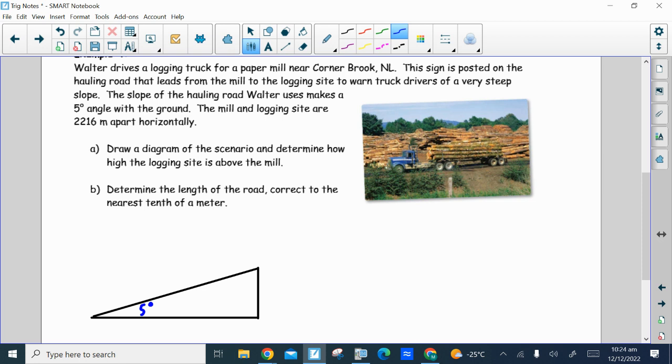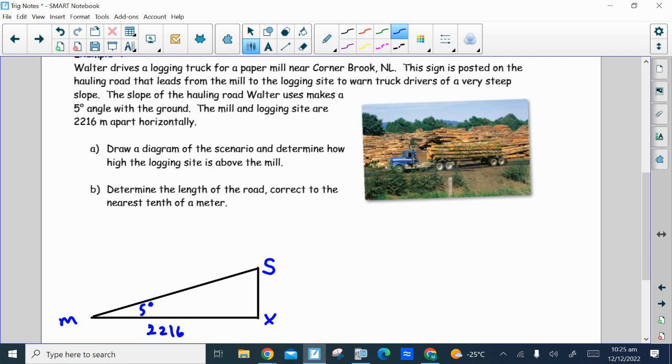We're told that the mill and the logging site are 2,216 meters apart horizontally. So that'll be at the bottom. Part A says, draw the diagram of the scenario, determine how high the logging site is above the mill. So that means the mill is lower than the logging site. We can label this other corner whatever we want. Let's just put an X there.